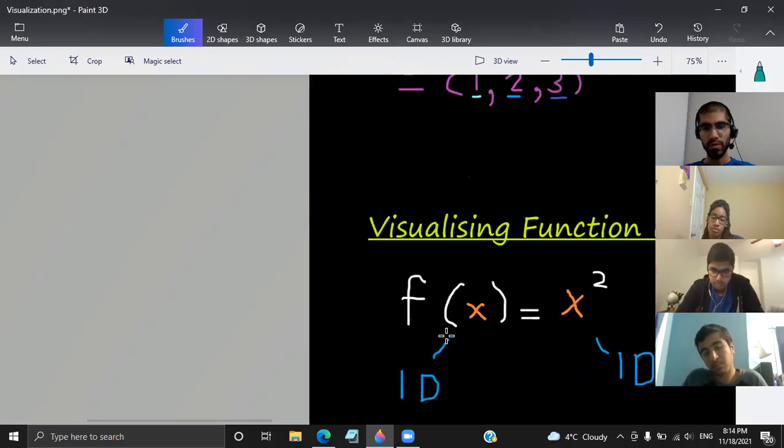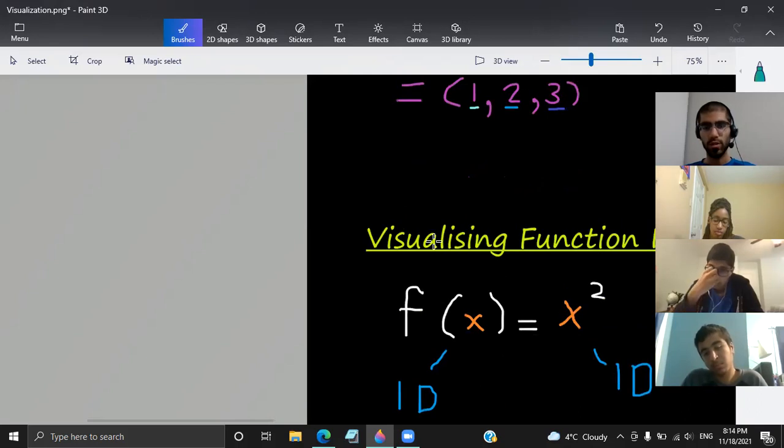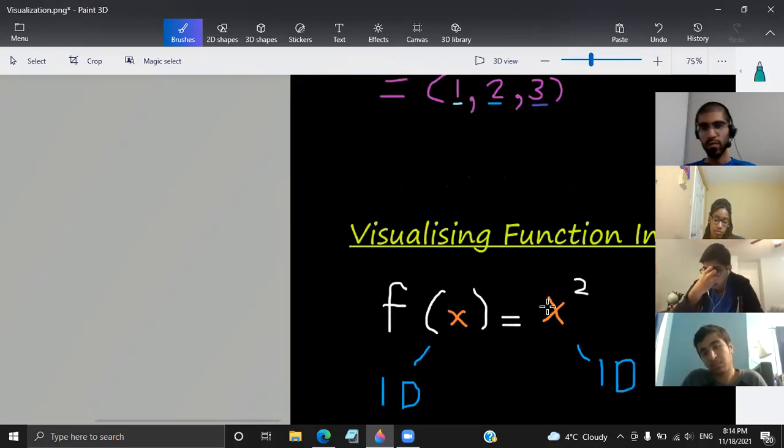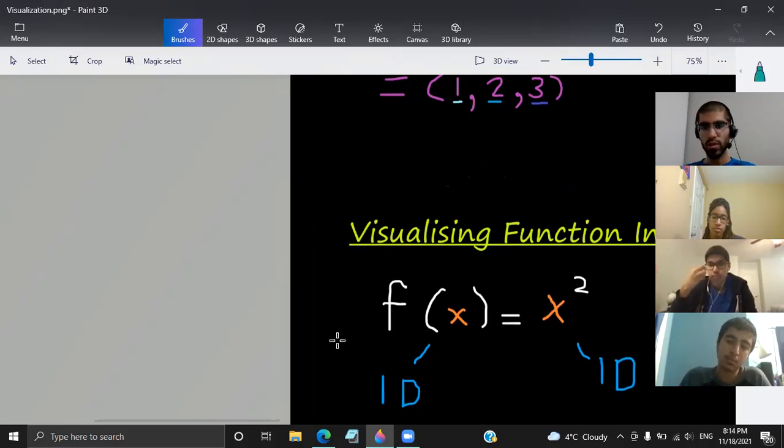Notice what's going on here. X, the input, is a one-dimensional scalar, so f of 2, and then the output that we get from the function is also one-dimensional, x squared. So if we put in the scalar 2 here, we get out 4. So we can do what we did up here.